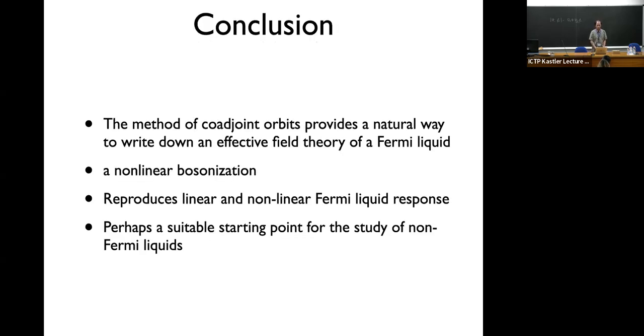Okay, so let me conclude. The method of coadjoint orbits provides a natural way to write down an effective theory of a Fermi liquid. The outcome of this formalism is a nonlinear bosonized version of Landau's Fermi liquid theory. It reproduces both linear and nonlinear Fermi liquid responses. And perhaps it's a suitable starting point for the study of non-Fermi liquids. Thank you very much.